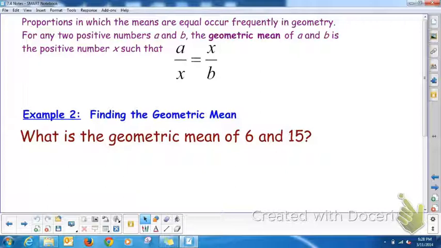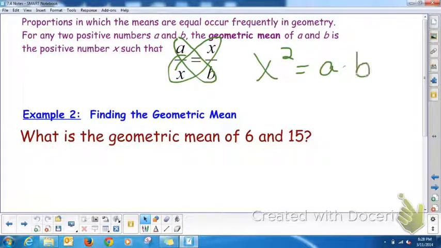We've already kind of talked about this in class. You did the puzzle after the quiz the other day. Proportions in which the means are equal occur frequently in geometry. For any two positive numbers, A and B, the geometric mean of A and B is the positive number X, such that this. I gave you a more basic definition the other day of geometric mean. It's the square root of the product of the two numbers. So when I cross multiply here using the cross product property, I'm going to get X squared is equal to A times B. Another way to look at this is X equals the square root of A times B.